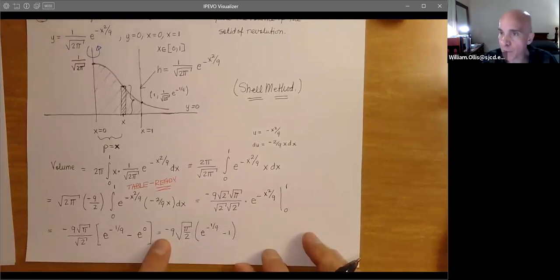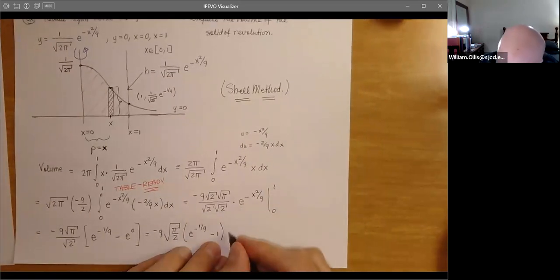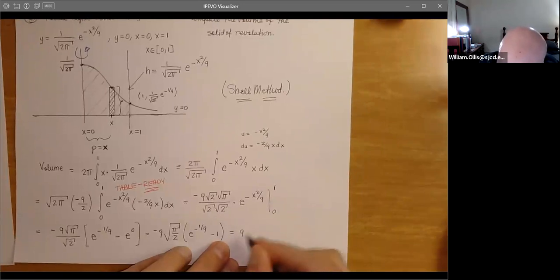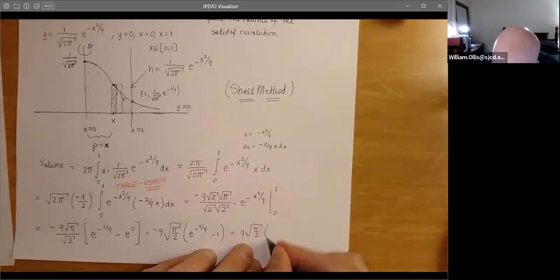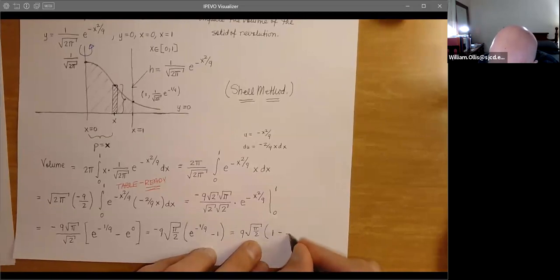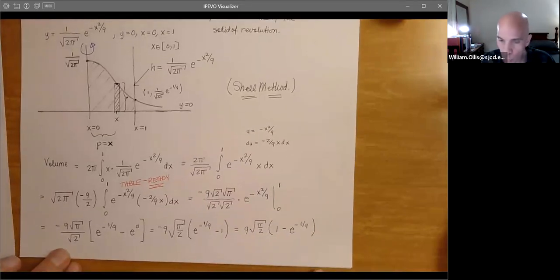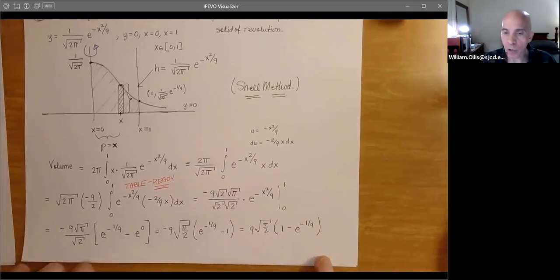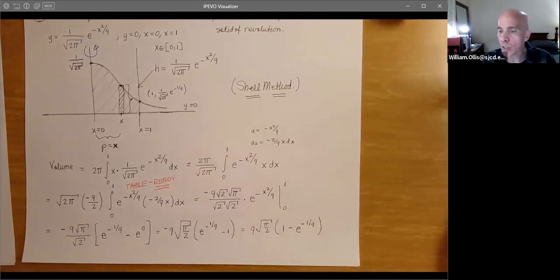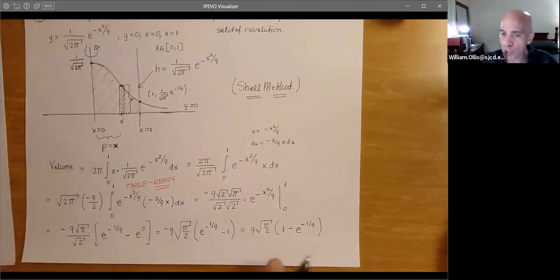And then you can run the negative through if you want, not required. So we get 9 times the square root of pi over 2 times 1 minus e to the negative 1/9. Now, when you write your answer, a lot of times, like I say, go ahead and work to the exact response. And then if WebAssign says approximate, do it. Feel free. But go ahead and work to the exact answer.